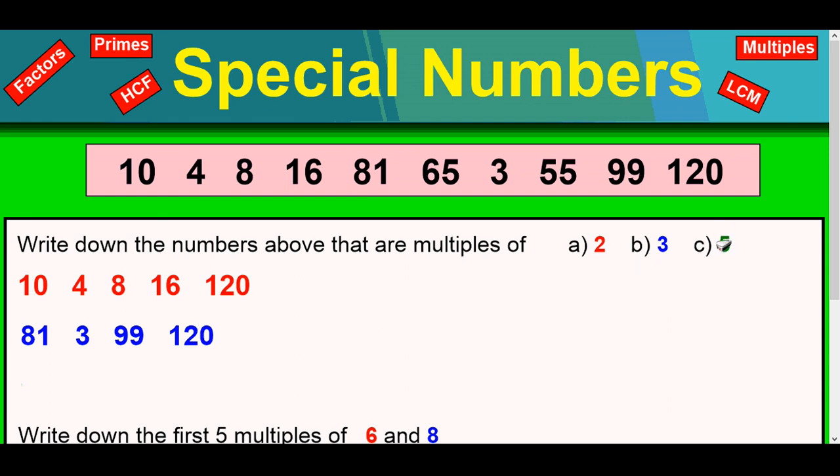Now to find numbers that divide by 5, the 5 times table goes 5, 10, 15, 20, 25, 30. Numbers ending in 5 and numbers ending in 0 basically. So 10 is your first one there. Looking for numbers ending in 5: 65, 55, and 120 ends in a 0. So there we are. Right, let's look at the next one.